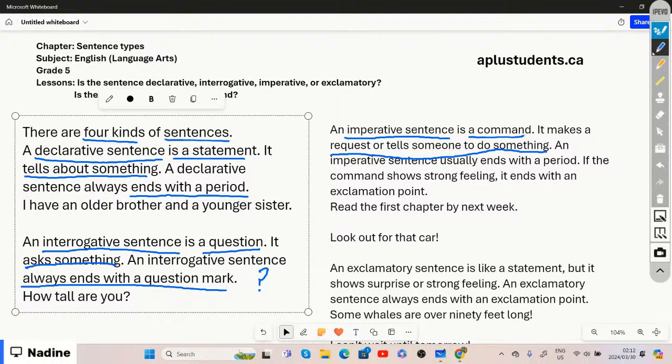And an exclamatory sentence, like we said, is like a statement, but it shows surprise or strong feelings, and it ends with an exclamation point.